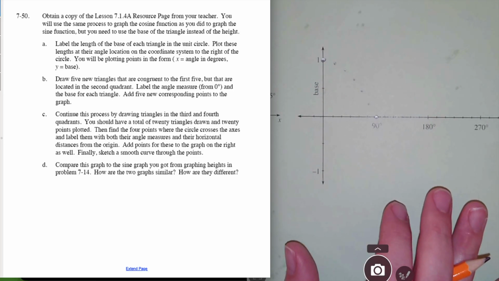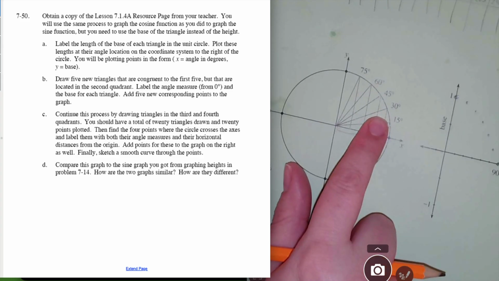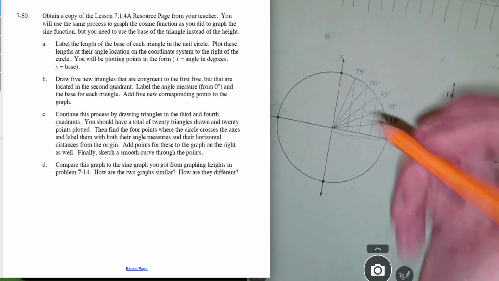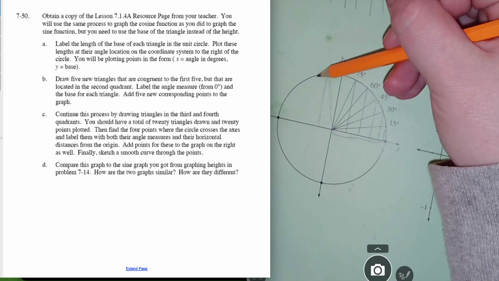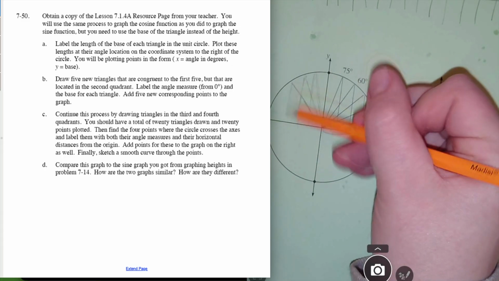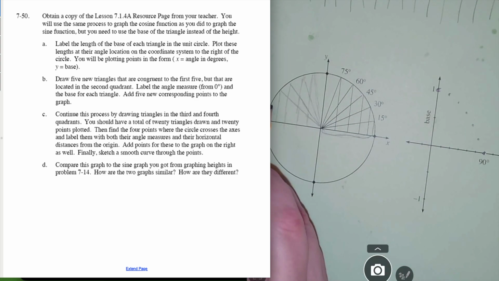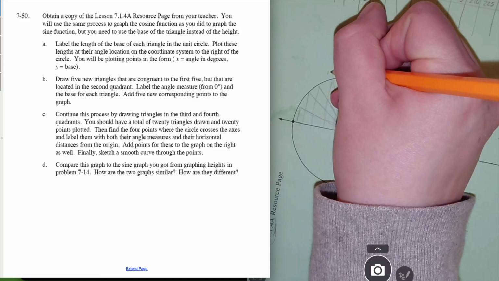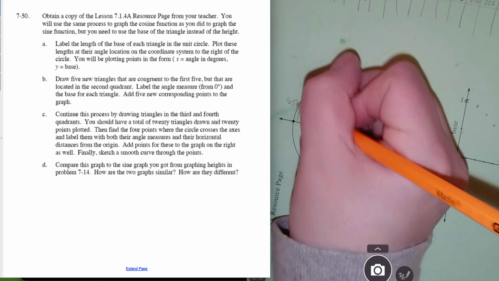Then it says draw 5 new triangles that are congruent to the first 5 but are located in the second quadrant. So they're asking us to make the 5 triangles over here that would match with these. Hopefully what you're noticing is this is exactly like what we talked about with sine, that there's going to be some symmetry going on that we can use. So I've got my 5 new triangles. This would be at 105, 120, 135, 150, 165, and then 180.